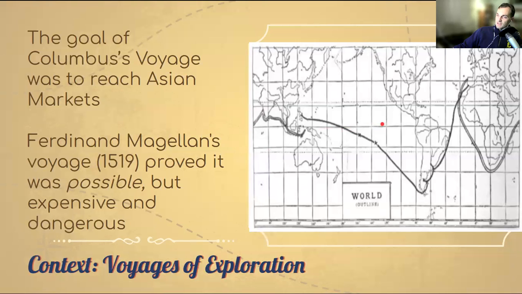To this end, up until the 1700s, they were still looking for some way to go maybe north of Canada to find a direct route to Asia. Now, Ferdinand Magellan, a Portuguese sailor working for the Spanish, did prove it was possible to circumnavigate the Americas. He went all the way down past the tip of South America, but it was expensive. It was dangerous.